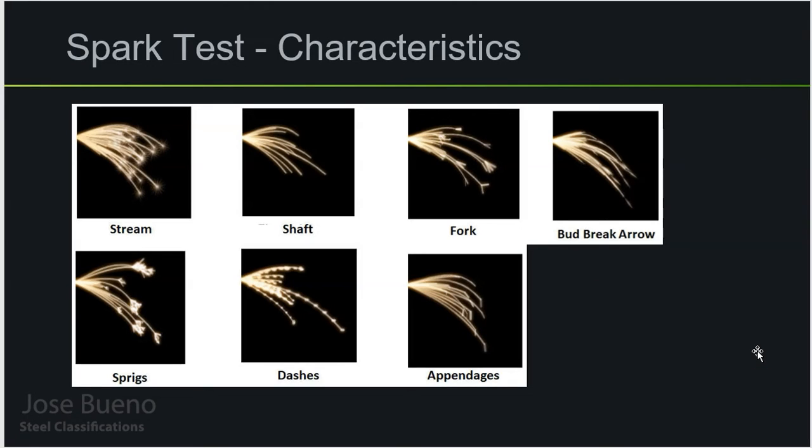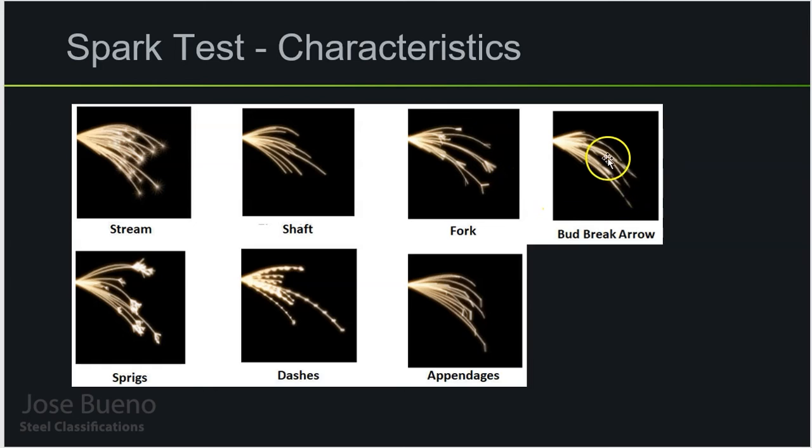Now here are some other characteristics of the spark test that you should be looking for. When it looks like this, these are called the streams, when the sparks are streaming out. And when they're just looking like this, these are called the shafts of the sparks. When the very ends of the spark streams seem to be fraying out, or they almost look like wheat, we call that fork or forking. So the sparks are forking out.